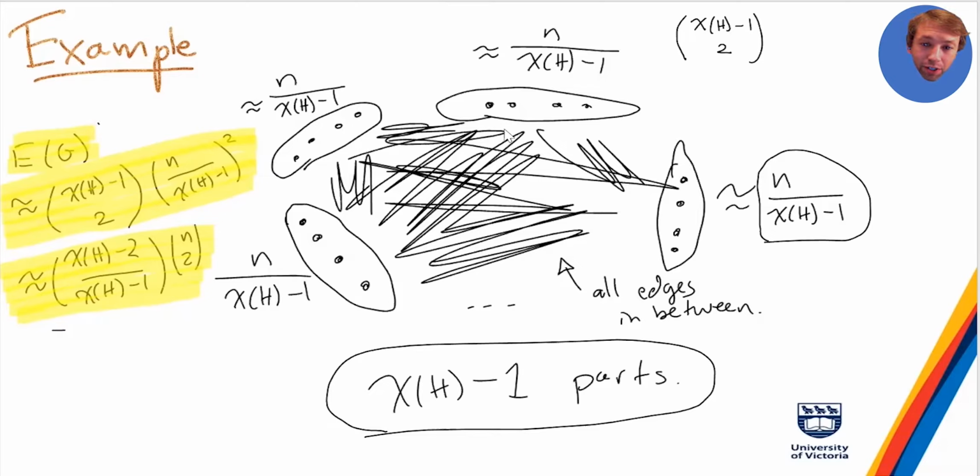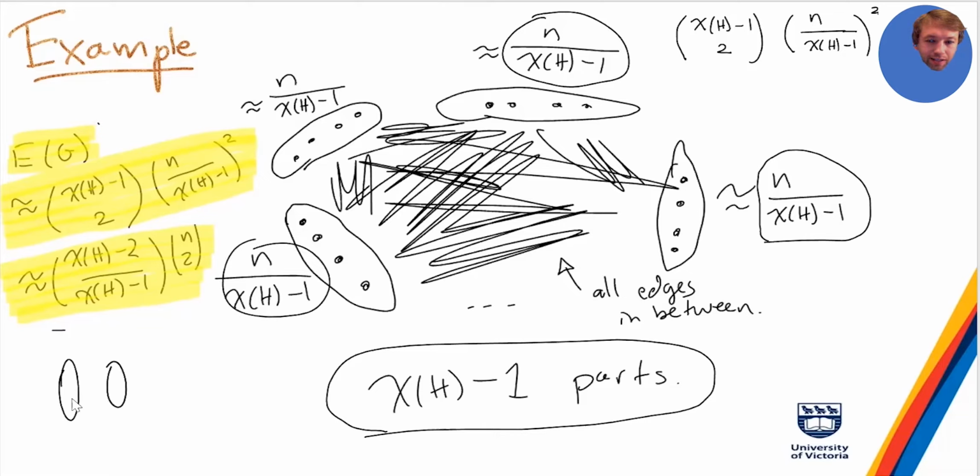And then after I've chosen, if I count the edges between them, that's going to be n over chi of H minus 1, squared, because that's how many are in each part. So if you have a complete bipartite graph with a on one side and b on the other, you have a times b edges if it's complete between them. So this is how many edges you have. Here I'm assuming that n is divisible by chi of H minus 1, but it doesn't make a huge difference.